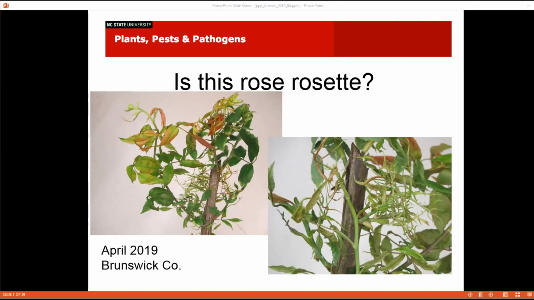So I'm still not 100% comfortable with the interface here myself. I hope everyone can see the polling results, in which it was a very close race between yes and no here. Could someone who said no and has a microphone, or else in the chat box, would you care to say why you thought this is not rose rosette?